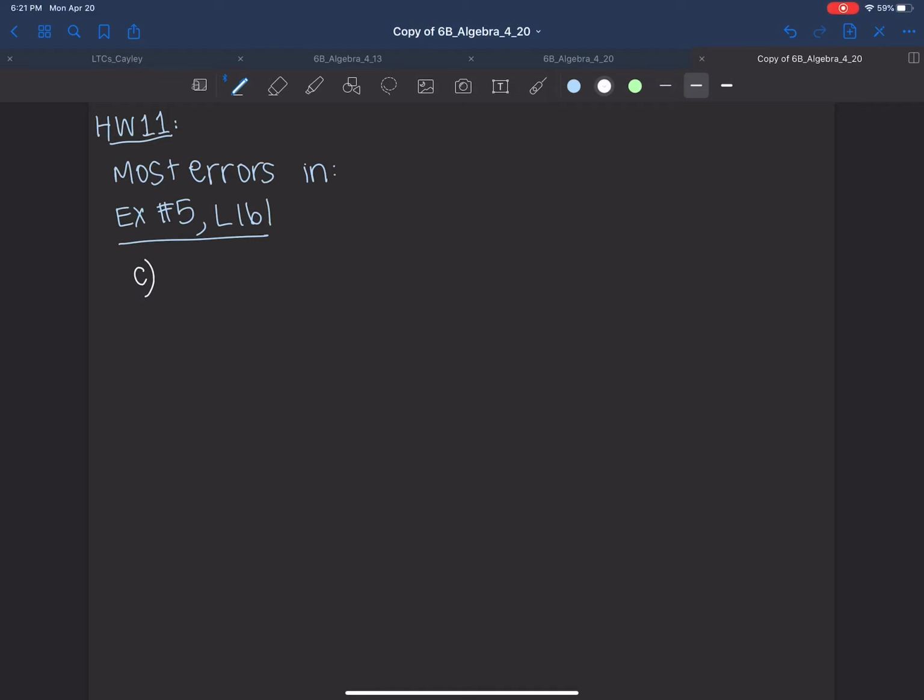I saw a lot of mistakes in exercise number 5, lesson 161, because it basically made you do questions that had a little bit of every operation with negative signs, and there were lots of opportunities to make mistakes. So I'm going to just talk about part C in number 5 as just one example.